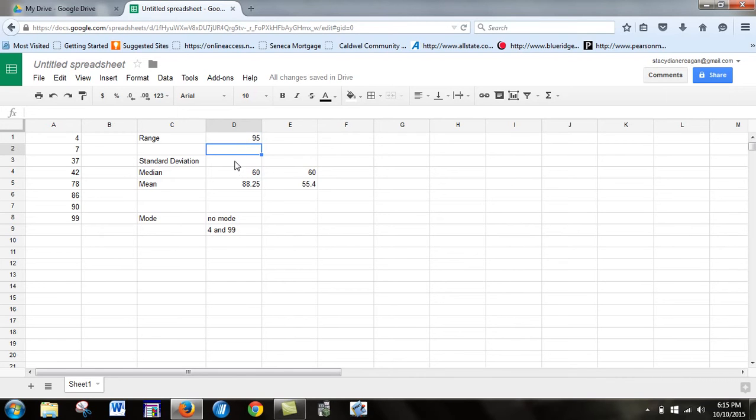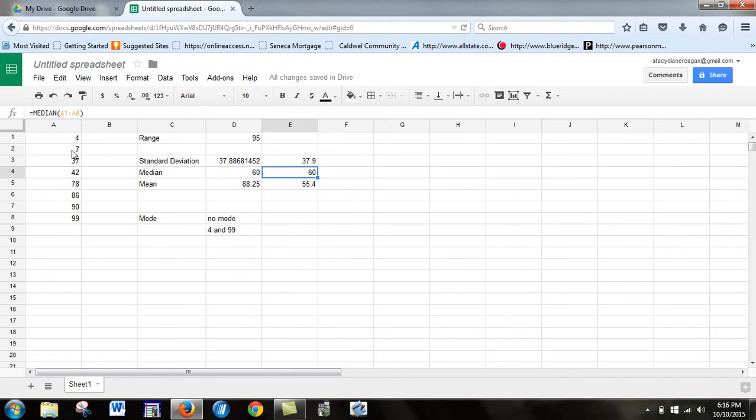Standard deviation is basically a measurement of how much your data changes. Again, in Google, you just hit equals, start typing standard deviation, and you'll see it appear. Highlight your numbers that you're trying to find the standard deviation for and hit enter. And it gives it to you. Remember, the round off rule is one place past your original data, so we would say 37.9 would be my standard deviation.